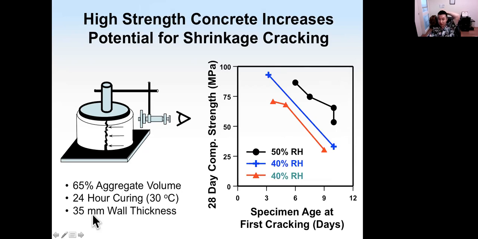Right, here shows another example. High strength concrete increases the potential for shrinkage cracking. Again, they use the ring test. We can observe the size of the crack, and here shows the different specimens and at which day they generate the first cracking.